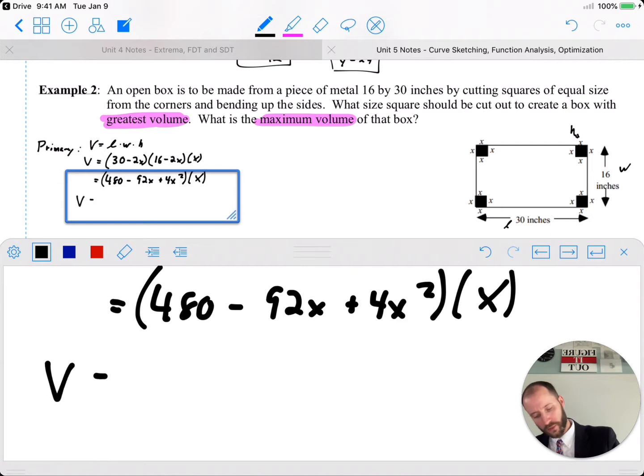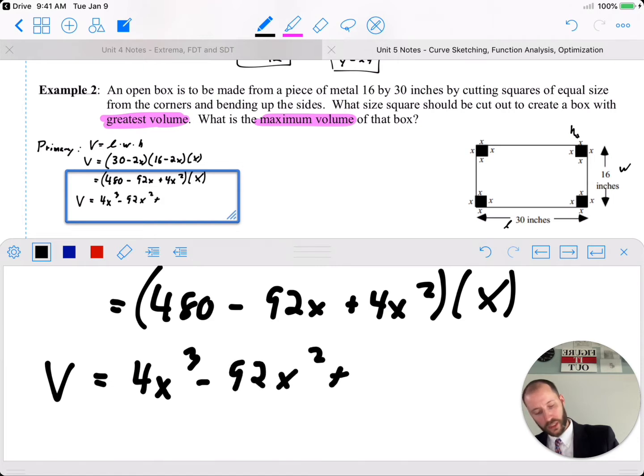So our volume in the end is 4x cubed minus 92x squared plus 480x.